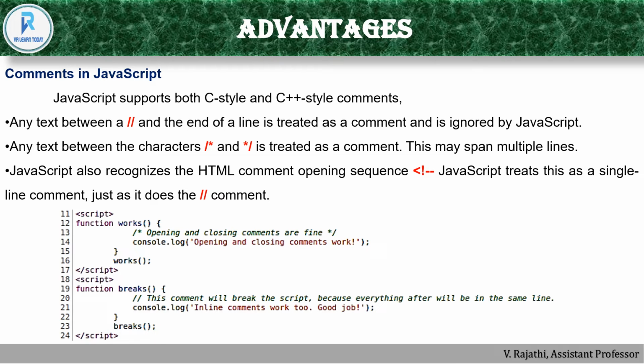Any text between a double slash and the end of the line is treated as a comment and is ignored by JavaScript. And any text between the characters slash star and star slash is treated as a comment. This may span multiple lines. So double slash is only for a single line. If you give slash star and star slash, you can comment multiple lines.